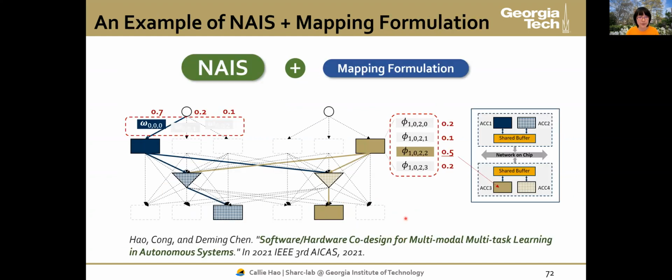This is just a very quick example. I'm not going into detail, a very quick example of NICE plus mapping formulation. Much more detail is in this invited paper. So this is how we can formulate NICE together with device mapping in a differentiable way. Of course, this is still an open question, and I hope this can be solved in the near future.